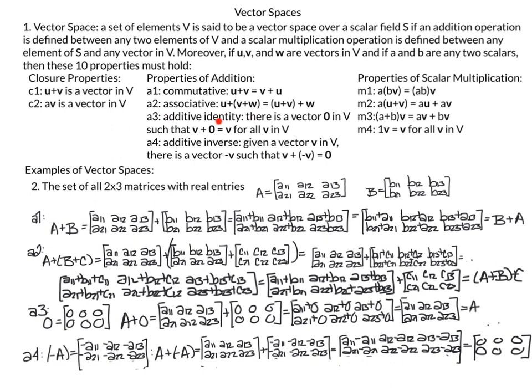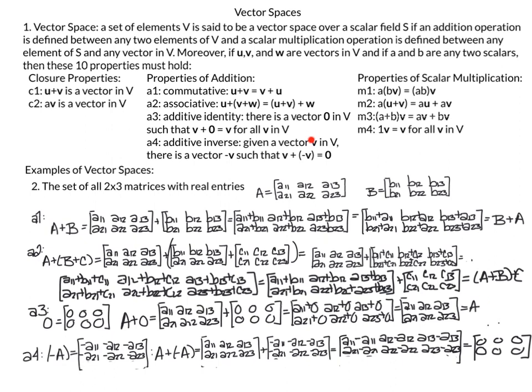Now I need to show an additive identity. I need to show a zero vector in V such that V plus 0 is equal to V for all V. So my zero vector is just the 0, 0, 0, 0, 0, 0 matrix, so I can confirm when I add A to 0, I get back A.